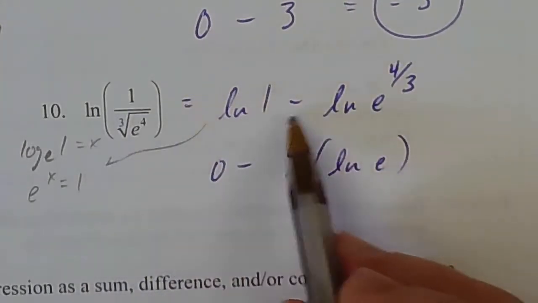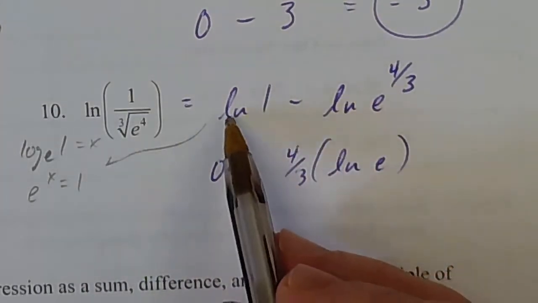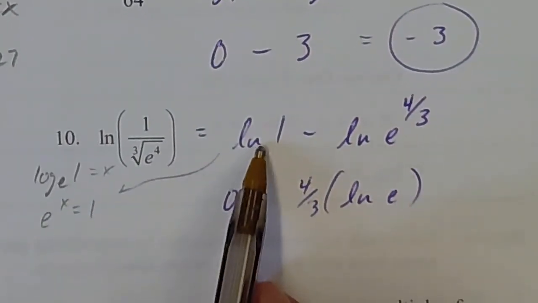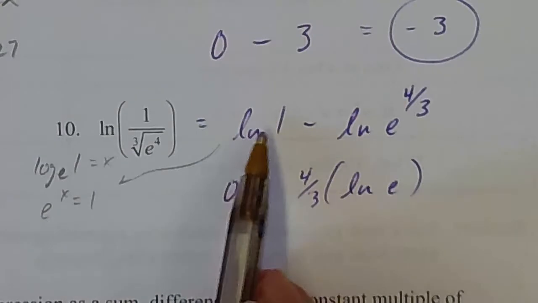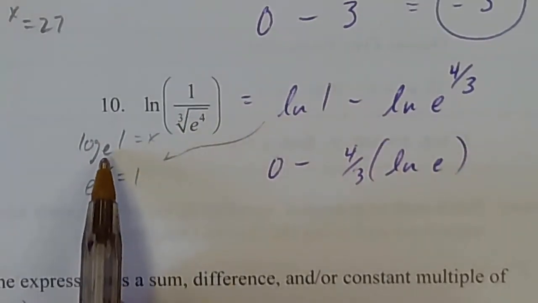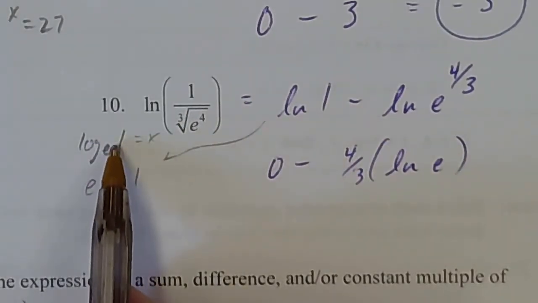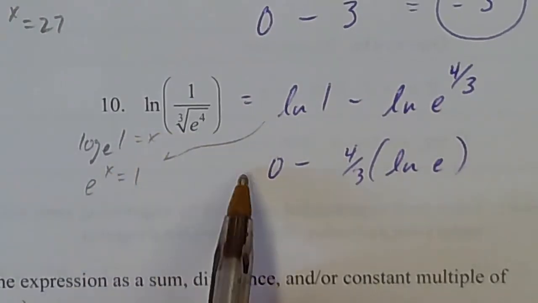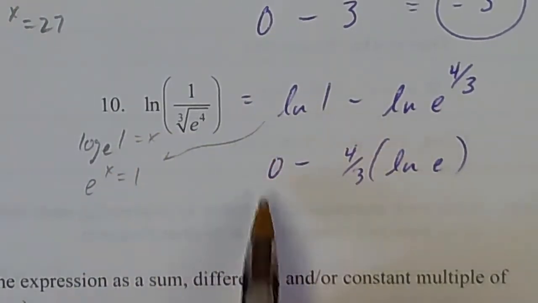Okay, so here's the quotient rule. Just don't be thrown off by this. Here the base was given. This one, it is given. You just got to know it's e. So when I've got natural log of 1, another way to consider it is log base e. So we're saying e to the what power gives me 1? e to the 0 is 1. So that has a value of 0.